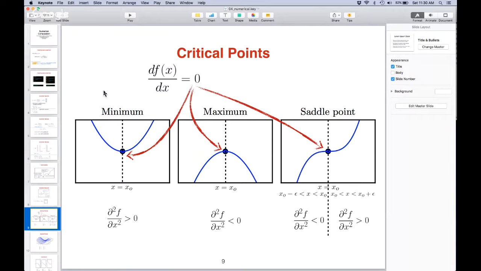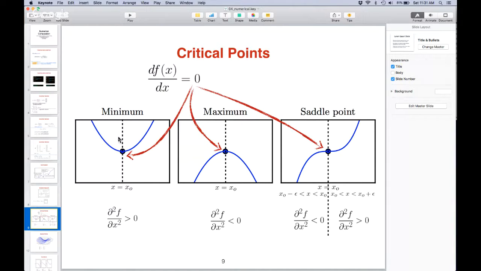The book talks about the 3 typical critical points that could be encountered. These are all local or global optimums where df/dx equals 0. So let's say we ended up at this point at the end of our optimization algorithm.